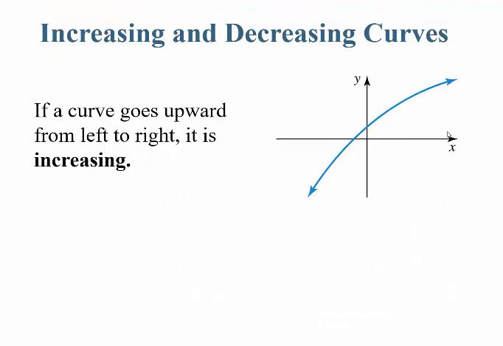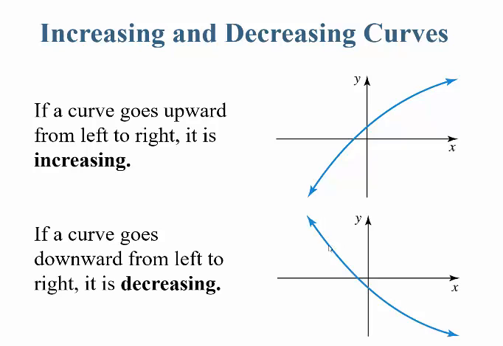What does it mean to be increasing and decreasing? If a curve goes upwards as I move from left to right, it's increasing. If the curve goes downwards as I go from left to right, it's decreasing. So increasing goes up, decreasing goes down, if that helps to think about it.